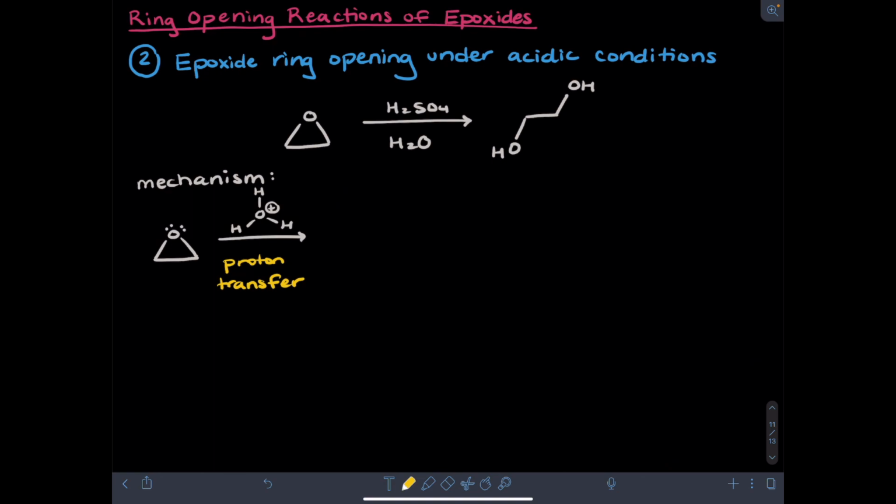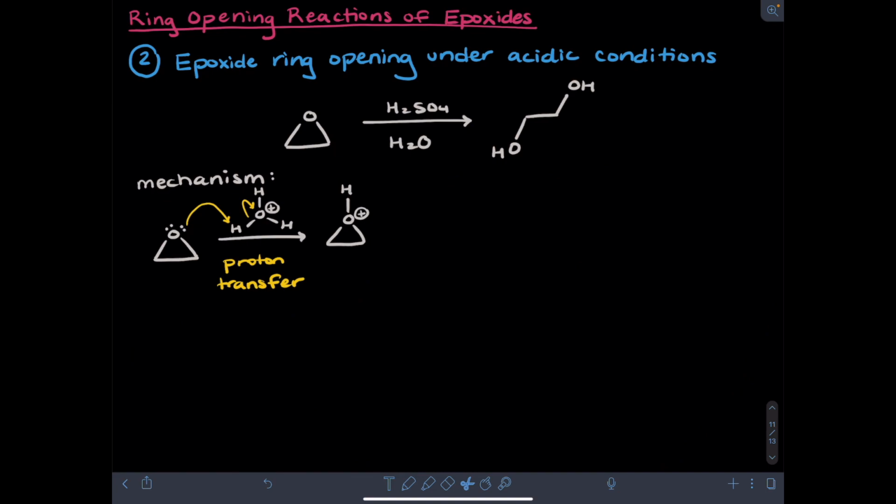You previously saw this reaction back when I talked about anti-dihydroxylation, but I want to review it here because it differs from what I just showed you for strong nucleophiles. So under acidic conditions, the first step of the ether ring opening mechanism is going to involve a proton transfer. The oxygen of the ether is going to serve as the base, and in this case, H3O+ is the acid. This is the actual acid that's present when you dissolve sulfuric acid in water.